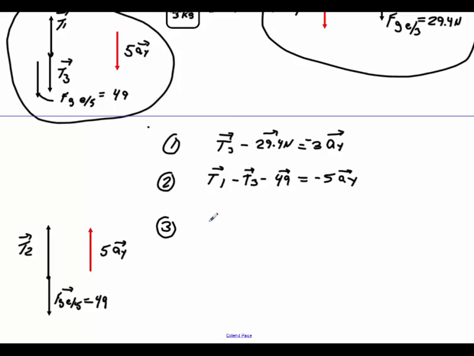From that equation here, we will get T2. Now T2 is going up, minus 49 is equal to 5 AY. Okay, so there's our 3 equations.